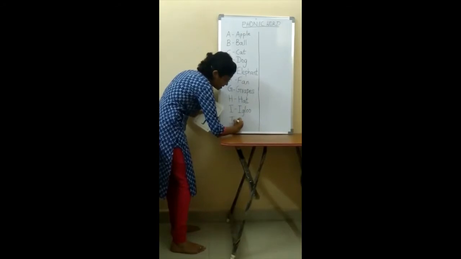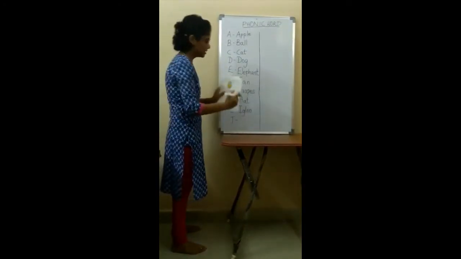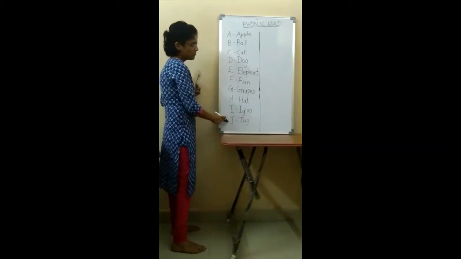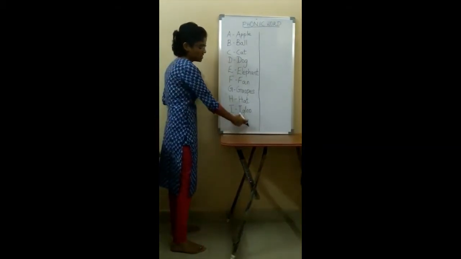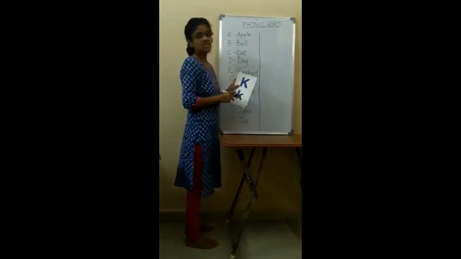The next letter is J. J for jug. J U G, jug. The next letter is K.